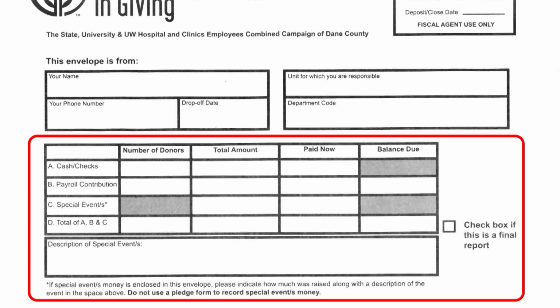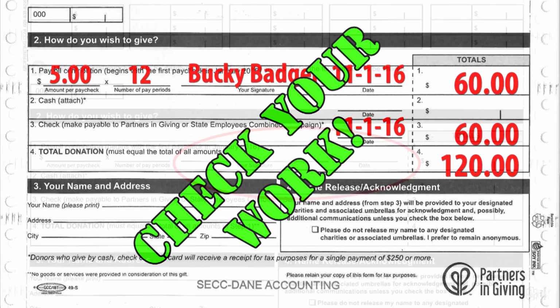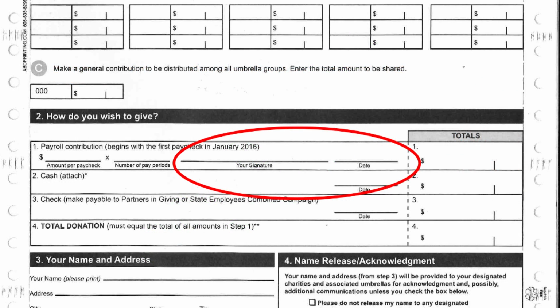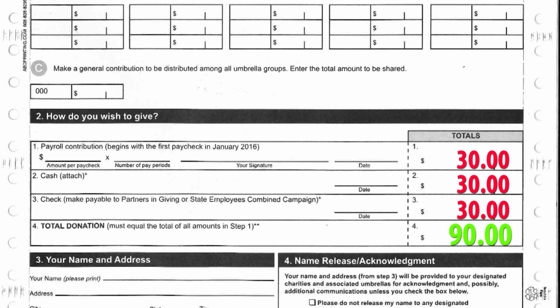Before you get started, it's always a good measure to double-check your pledge forms to make sure all necessary information is complete, such as, did the donor sign and date the pledge form? Is it indicated how the pledge will be deducted? And lastly, verify that all the totals add up.